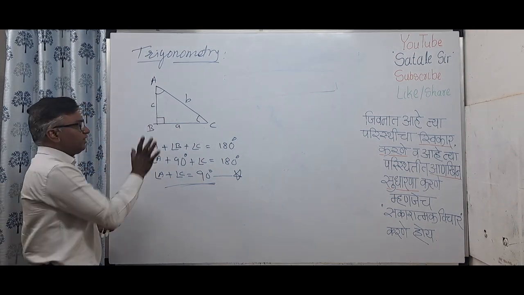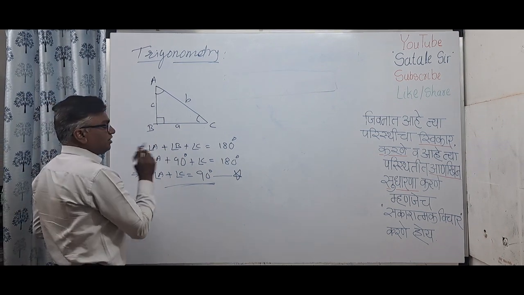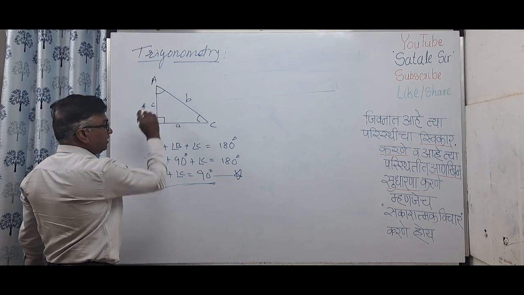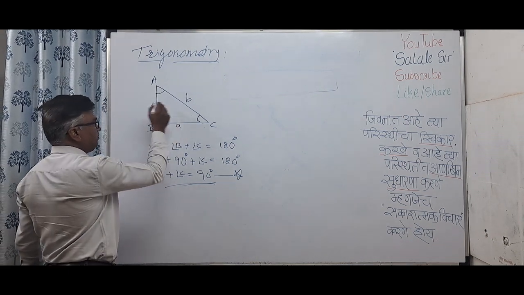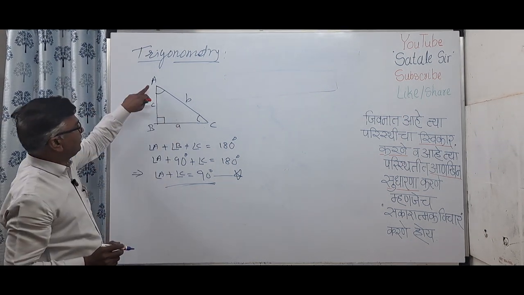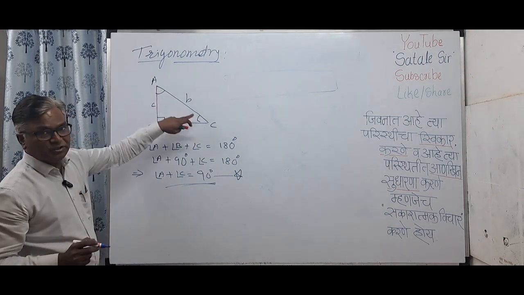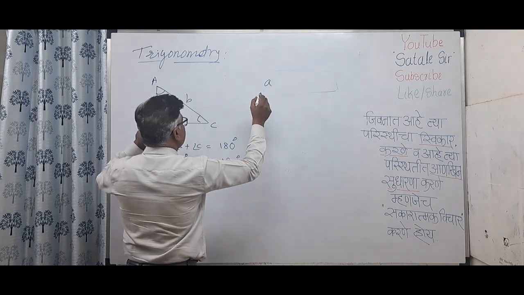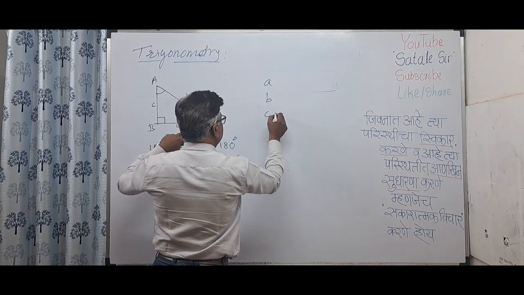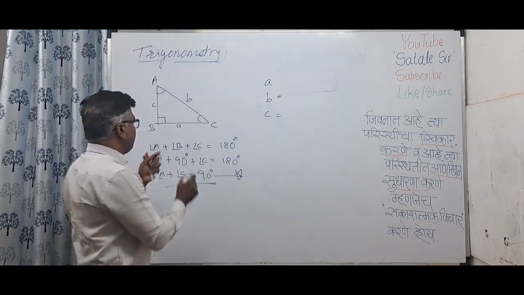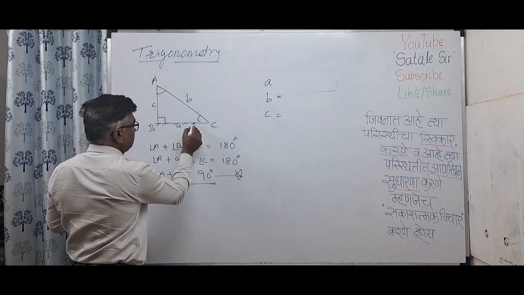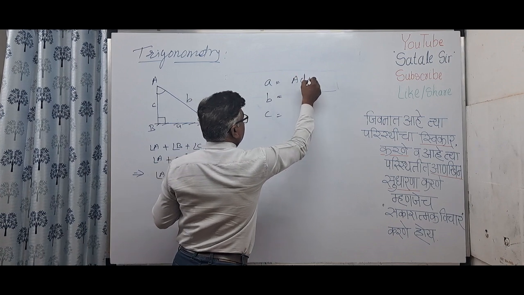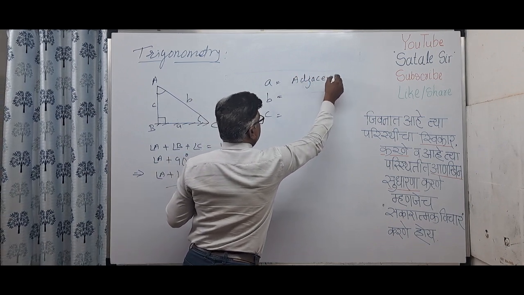Now if you apply that Pythagoras theorem here, then what is the Pythagoras theorem? In a right angled triangle, if you have these sides a, b, c here like that, and if this b is called the hypotenuse, okay, this b is called the hypotenuse. I am writing here now a, b, and c. This side a, this a is called the adjacent side. Okay, it is the adjacent side.